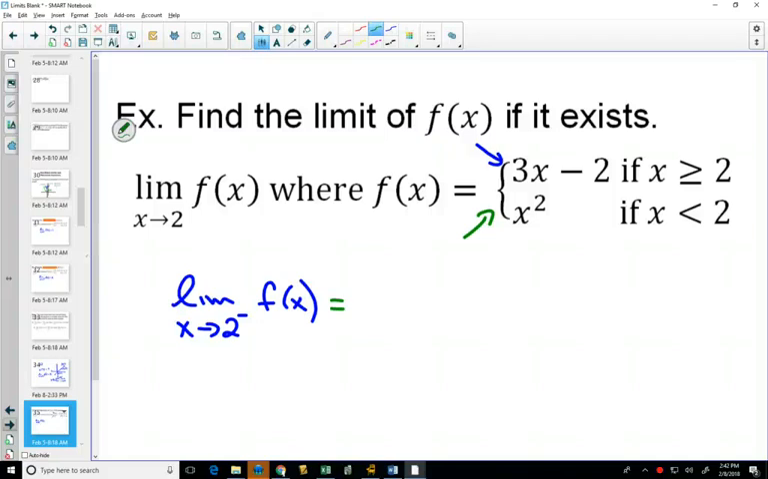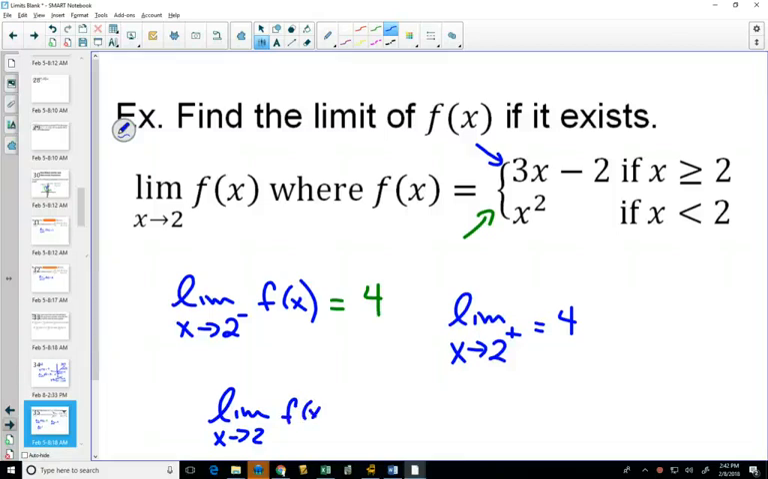So I'll write my answer in green. I would plug in 2 into x squared. It would equal 4. And if I was finding the limit as x comes to 2 from the right side, you see that you would come from the blue equation, and it would equal 4 as well. So does the limit exist? Yes. And we can say the limit as x goes to 2 of f of x is equal to 4. The limit exists, and it's equal to 4, because the left-hand limit and the right-hand limit were the same.